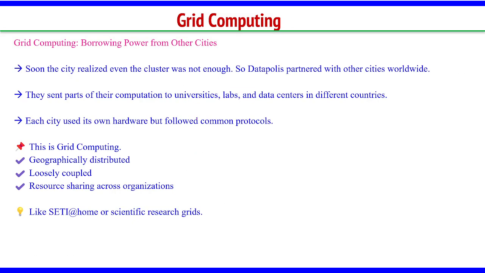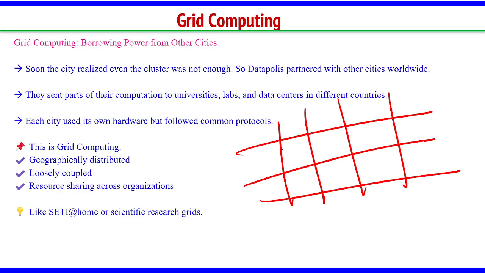Next is grid computing. Grid, we know, basically means something like a mesh, right? The same example we are talking about: borrowing power from other cities. Soon the city realized even the cluster was not enough. So the data police partnered with other cities worldwide. They sent parts of their computation to universities, labs and data centers. They said, to process, we don't have enough space, we don't have enough computing power.